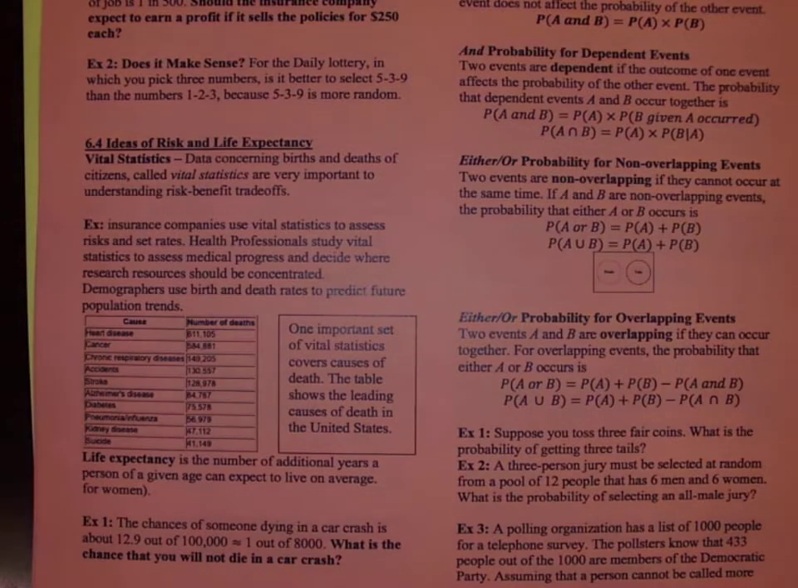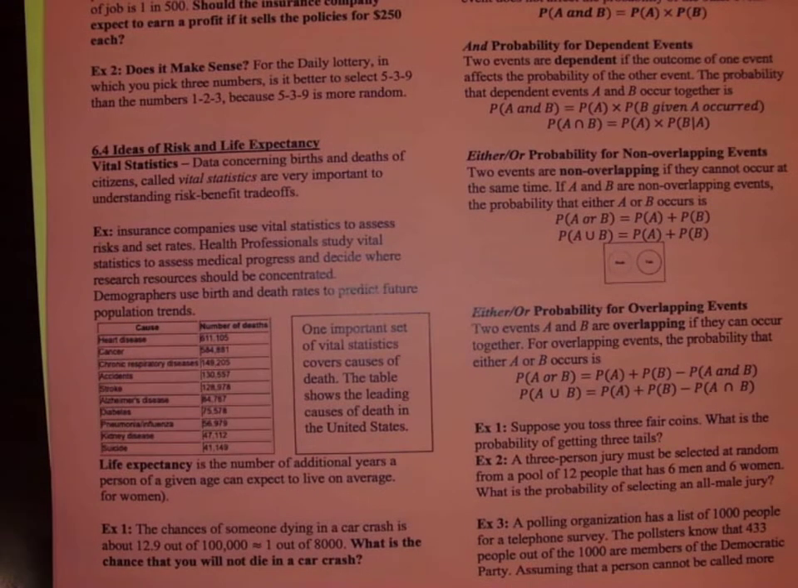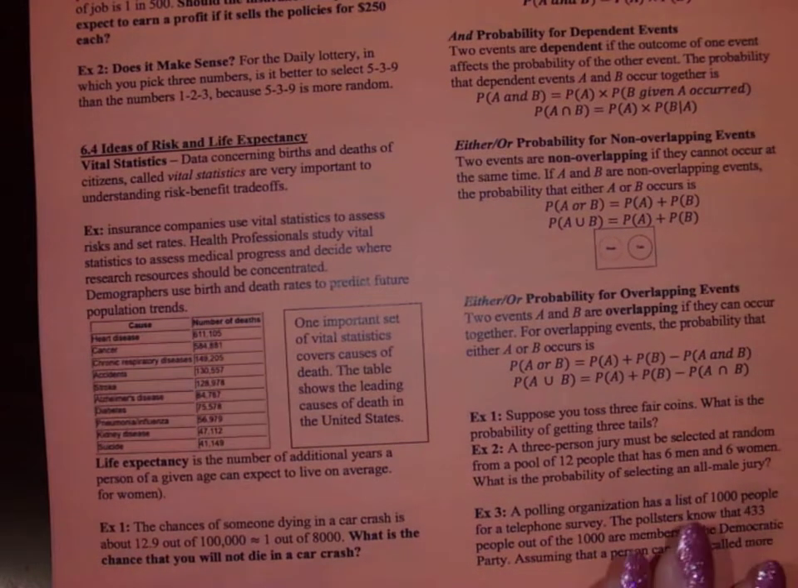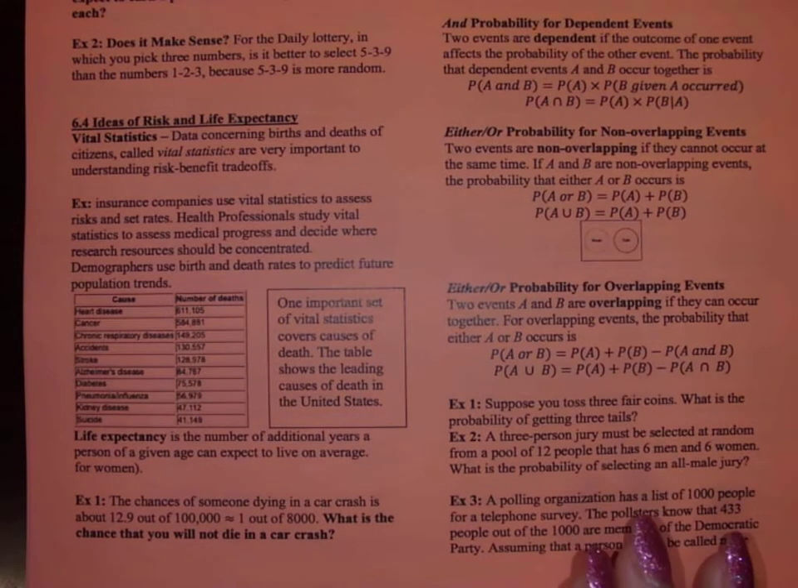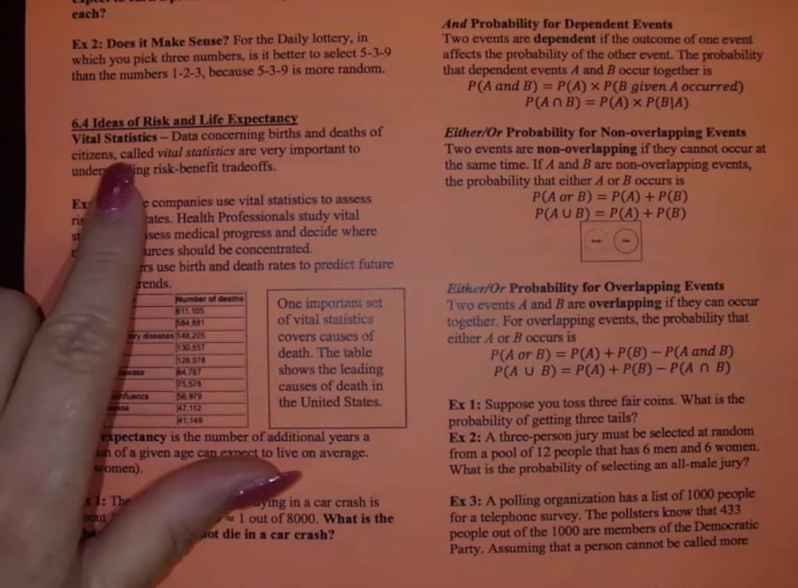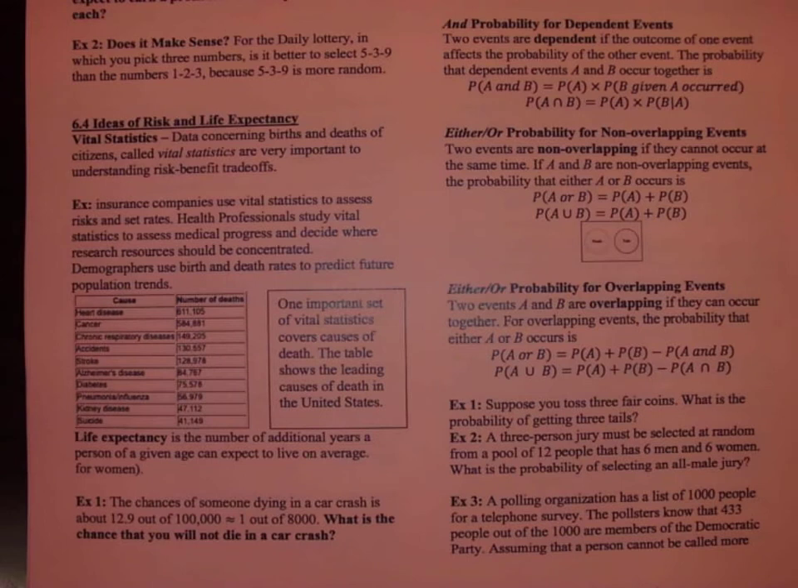All right, so this is not one of my favorite subjects that we talk about in here, but it's still an important topic, and so we're going to talk about it. But I don't love it because we're talking about the ideas of risk and life expectancy. So we're going to talk about vital statistics. Vital statistics is the data that concerns births and deaths of citizens and are very important to understanding risk-benefit trade-offs.